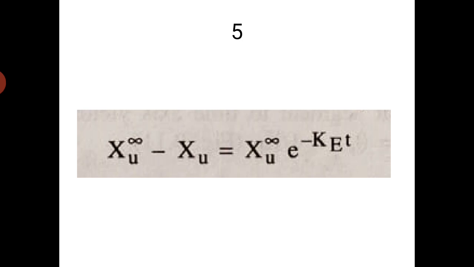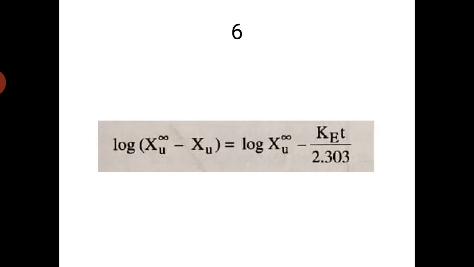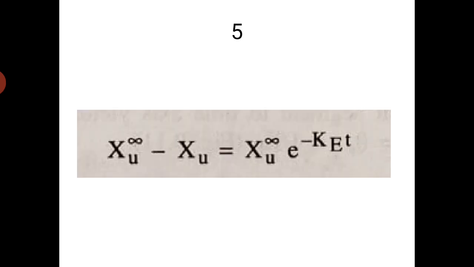In the Wagner-Nelson method we have learned the amount remaining to be absorbed, ARA. The same way, Xu infinity minus Xu indicates what? Xu infinity is the maximum amount of drug excreted. Xu is the amount of drug excreted at time t. So Xu infinity minus Xu indicates the amount of drug remaining to be excreted, ARE.